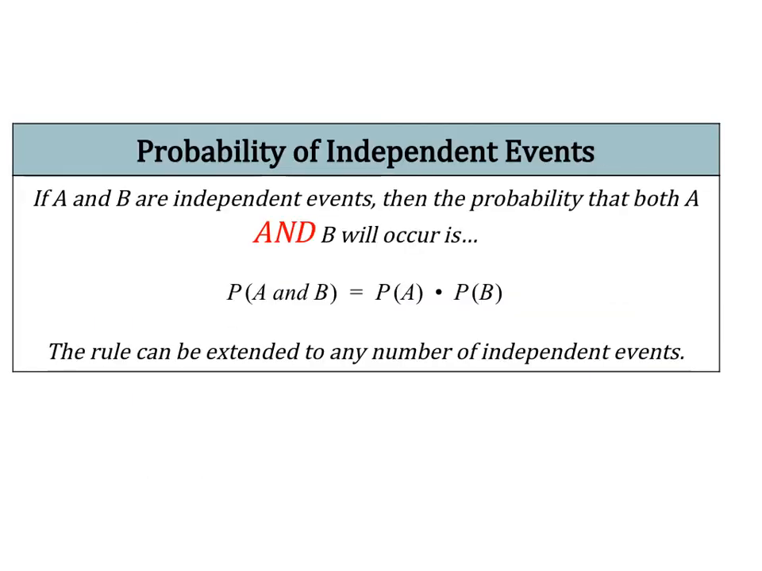Okay, now let's talk about the probability of independent events, and this is the probability that event A and event B will occur. So essentially, anytime you see the word "and," you're going to be multiplying the two probabilities. If you're trying to find the probability of A and B occurring, you just find them separately and multiply. This can work for any number of events.